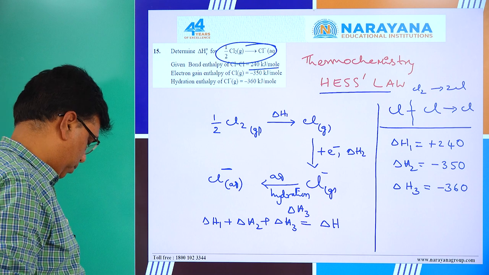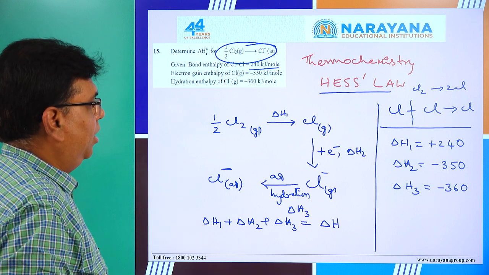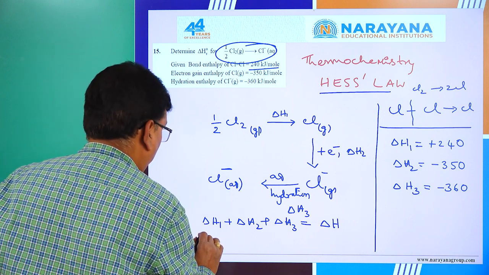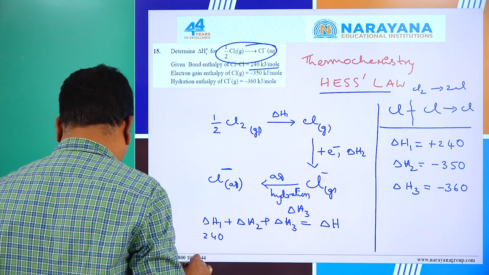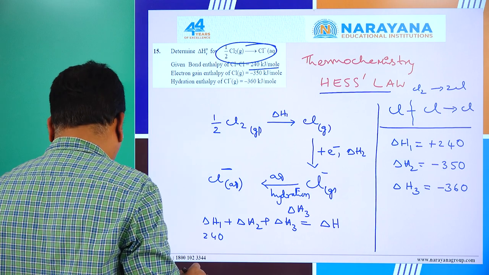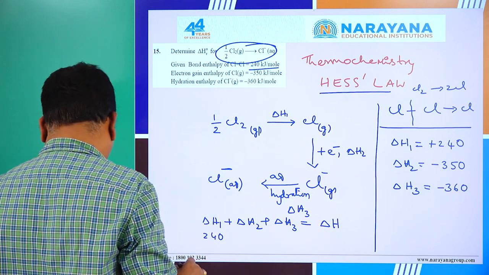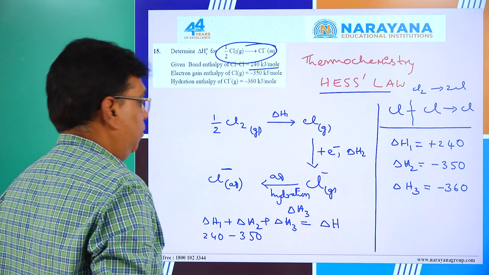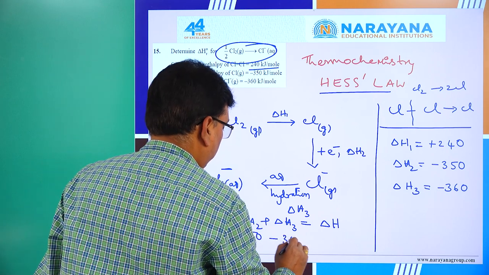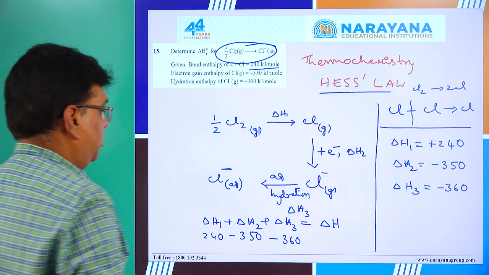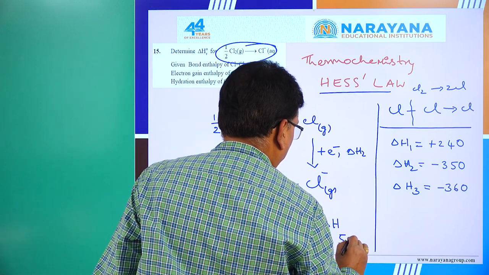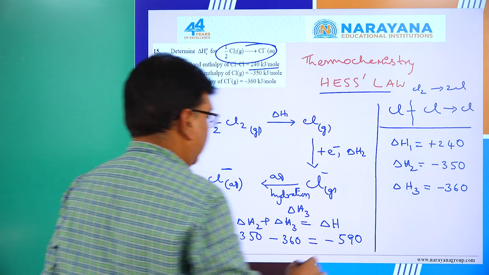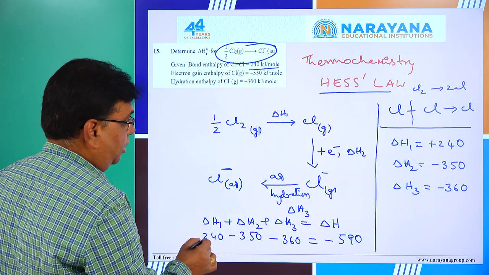240. Right? And what is delta H2? Minus 350. Right? So if you write that, 240, and what is the next? 350 minus 360. If you do so, the value is 590. So your answer is delta H is equal to all three that you have to add.